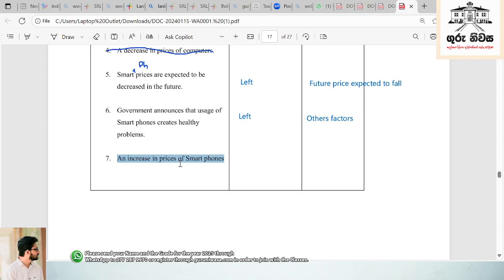Change in demand is caused by other factors affecting demand except the price of the smartphone. Did you get the point? Clear, sir. So here the demand curve doesn't shift. Remember forever. The demand curve does not shift. No shift. Does not shift.